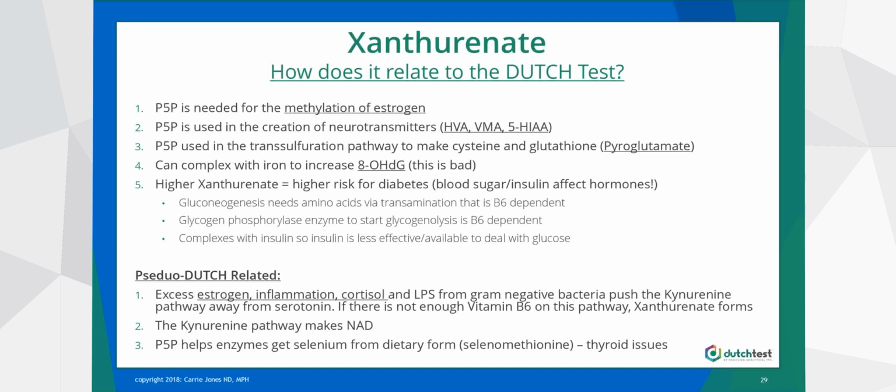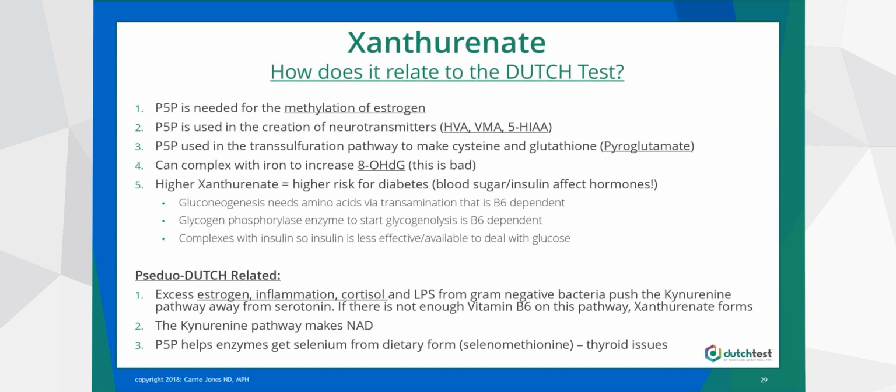So if there's not enough B6 on this pathway, xanthurenate forms. So what you can do is address those things so you don't overload your kynurenine pathway, thus overloading your xanthurenate. And the kynurenine pathway does make NAD. So if it's going all the way down the pathway, NAD is important, but there are a couple of other branches along the way of that pathway that might actually be damaging rather than helpful.